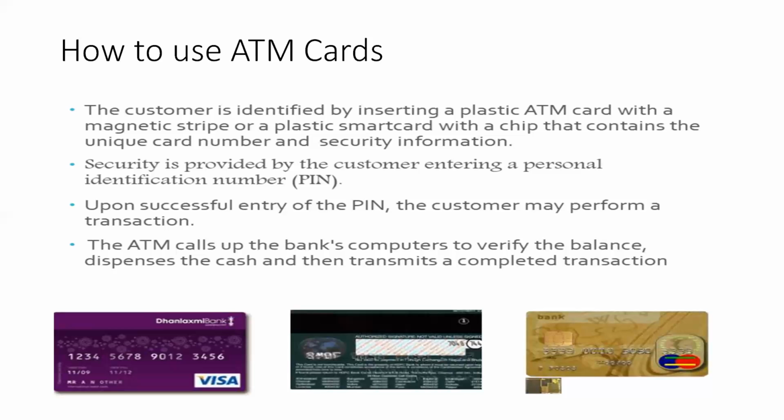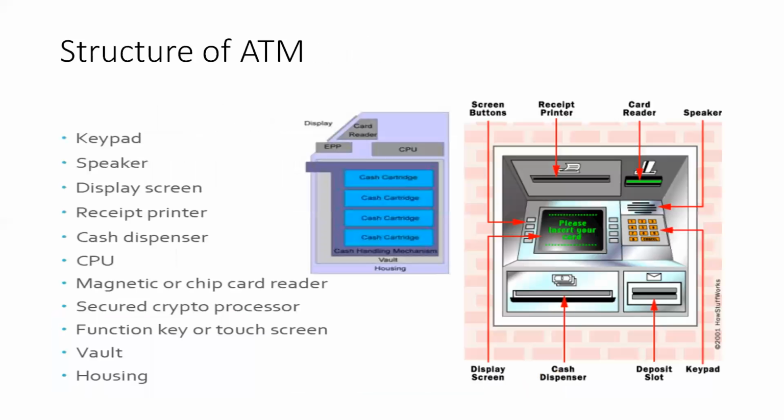The ATM calls up the bank's computers to verify the balance, dispatches the cash, and then transmits the completed transaction. It is connected to the server of the bank. All ATM machines are connected to the server of the bank. When you insert the card, the ATM automatically transfers this message to the server, and the server will open your account and give the details to the ATM machine. This is how the ATM works.